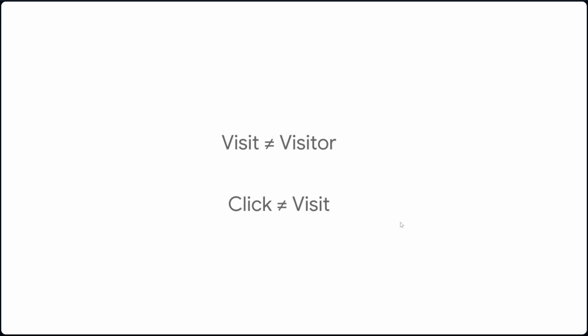A unique visit is created by a visitor, but there can be different visitors, and they can create just one visit, right? So visitors are people who visit, and visits are occurrences when somebody visits the website. It's not the same thing.